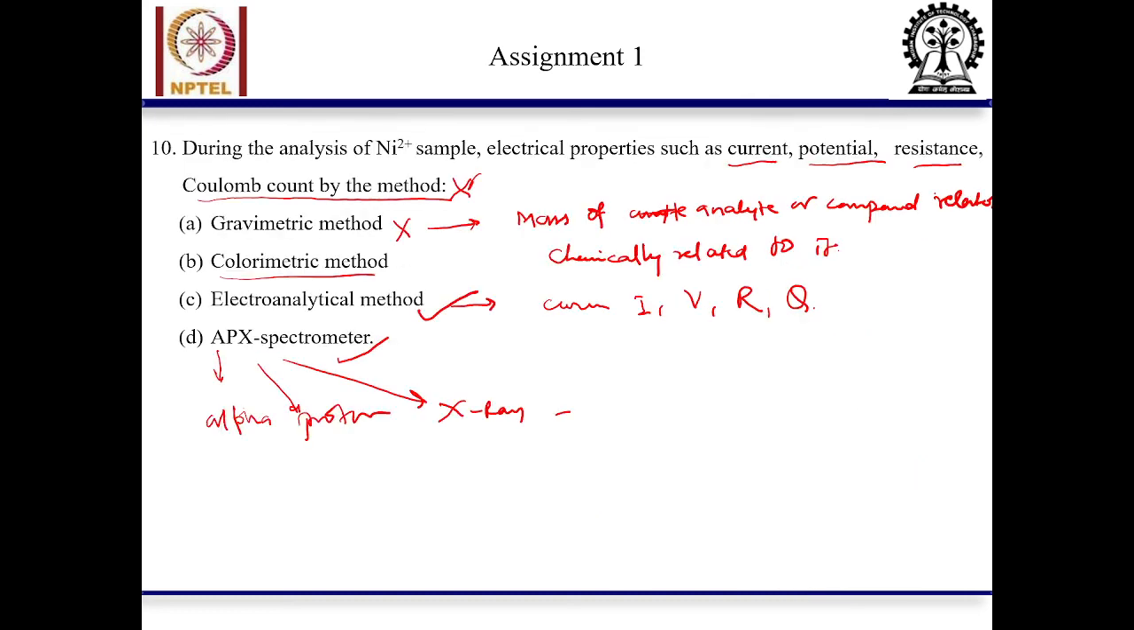Okay. Question number 10. During the analysis of a nickel sample, electrical properties such as current, potential, resistance, coulomb count are measured by the method. So here, gravimetry method, I told you already, measures the mass of the analyte or a compound related to it. We use calorimetry, which is a measurement of heat of formation. APX, I already told you, is alpha proton X-ray spectrometry. So the only thing left is the electroanalytical method. Here we measure the current I, potential V, resistance R, and coulomb Q. So the answer of 10 is the electroanalytical method.